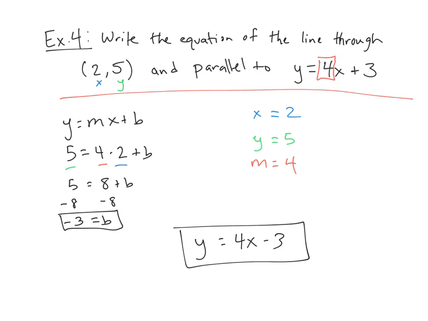All right, let's take a look at this one. We can plug in our values to solve for b. So 5 equals 4 times 2 plus b. 4 times 2 makes 8, and then moving the 8 over, I'd have negative 3 as my b value there. And so once I have my b value as negative 3, I can plug that in along with my m value of 4, and I get y equals 4x minus 3.